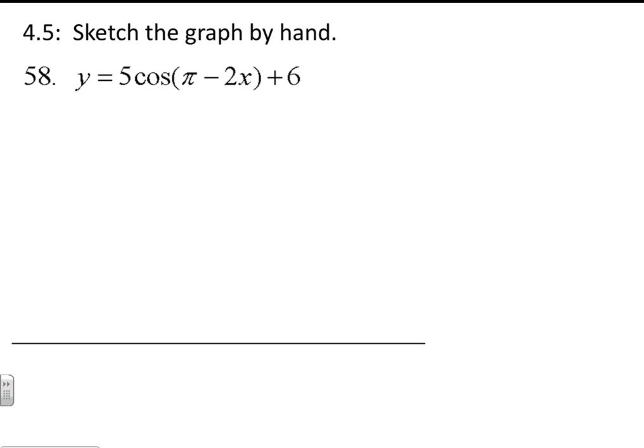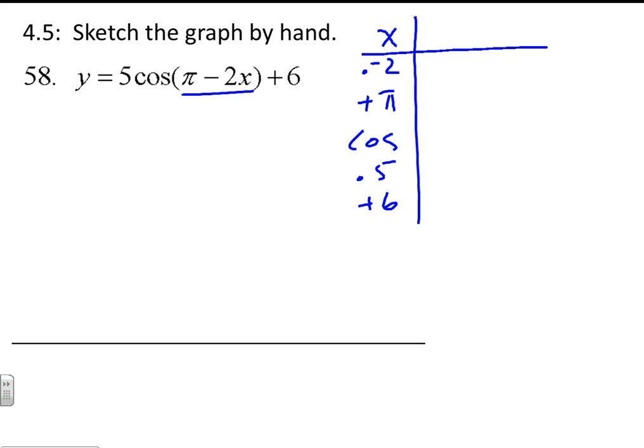Okay, so here we have a cosine graph. If we're going to stamp this, and I would because there's a lot going on here, I'm going to choose a value for x. I'm going to multiply it by negative 2. I'm going to add pi to that. I'm going to take the cosine of that. I'm going to multiply by 5, and I'm going to add 6.